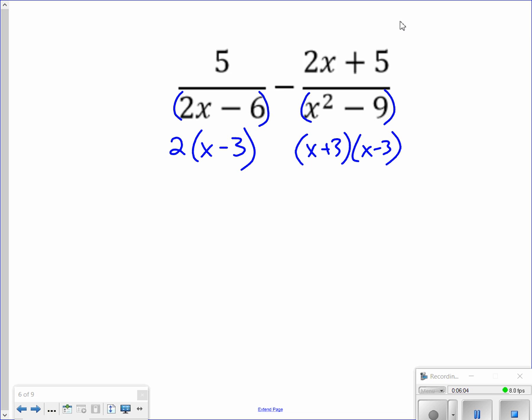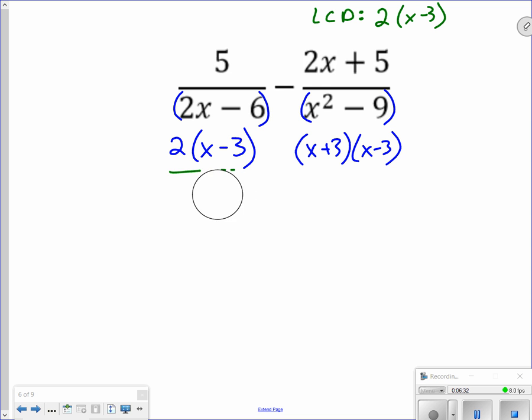I'm going to write it separately so I can always go back to it and see what's going on. My least common denominator is the smallest thing that they both multiply up to get. In other words, I need to include the factors of the two denominators in there, all right? So my least common denominator includes 2 times x minus 3 because that is this denominator. I know that needs to be included. It's got to be a part of the LCD, right?